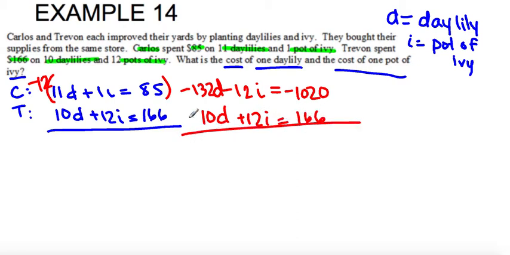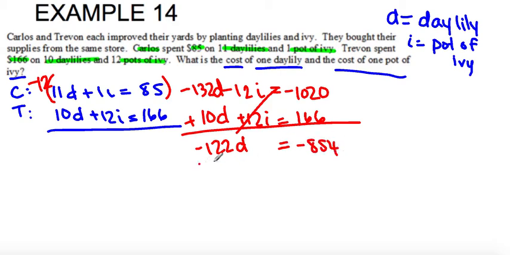So I have to add the two equations. So I have negative 132D plus 10D is negative 122D. 12I minus 12I cancels out. And then I have negative 1020 plus 166, which is negative 854.